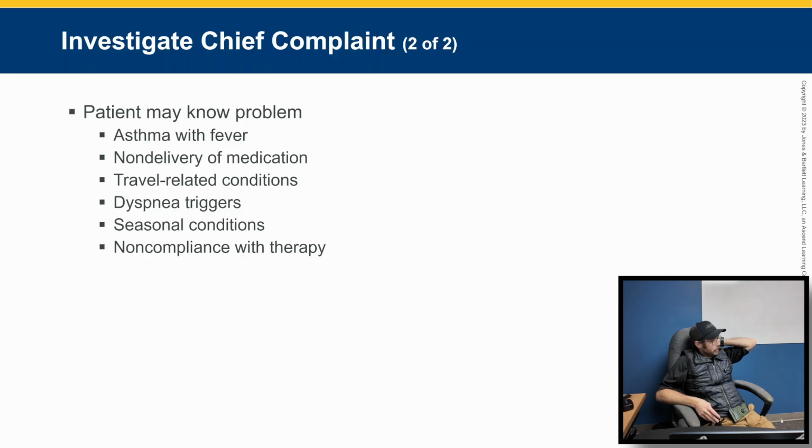If they have a known problem, if they tell you they had a fever for 2 weeks, what would that raise your index of suspicion for? Infection. So what kind of respiratory illness is pneumonia would be your big red flag there, a significant pneumonia, which could lead to sepsis, things like that. Non-delivery of medication. So basically that's just a fancy way to say that the patient's not taking their medication.